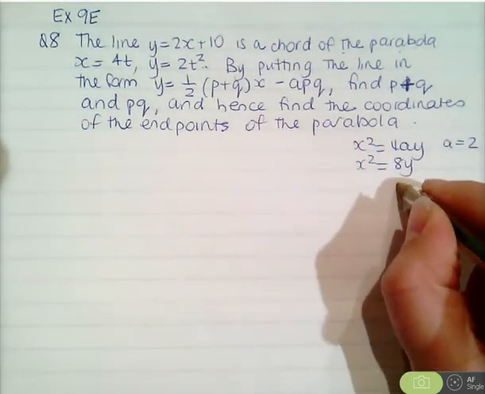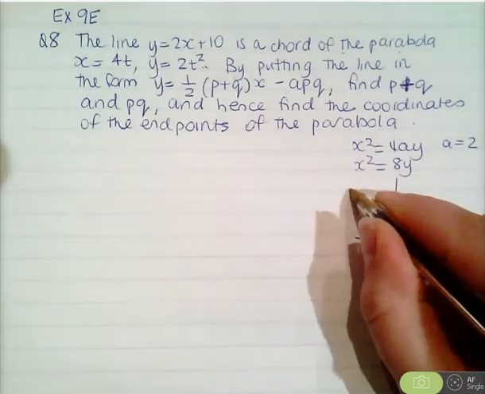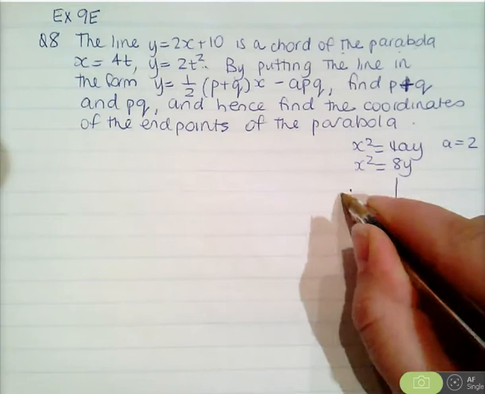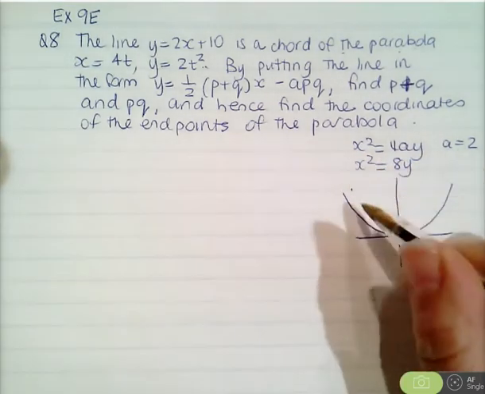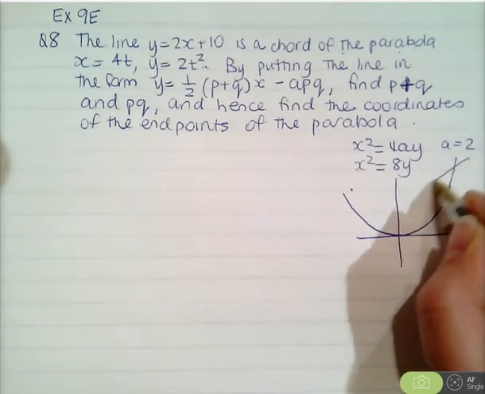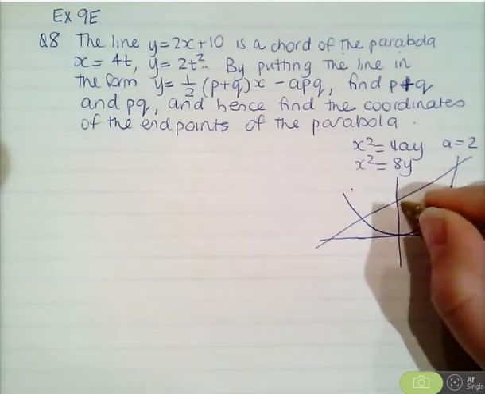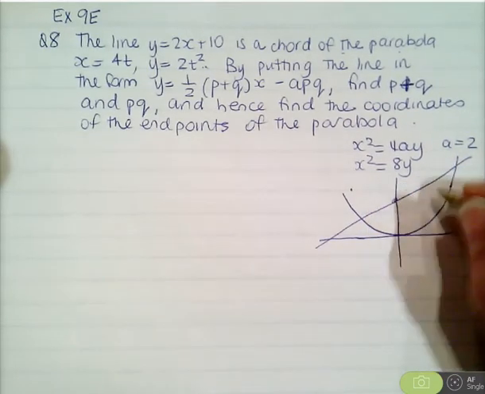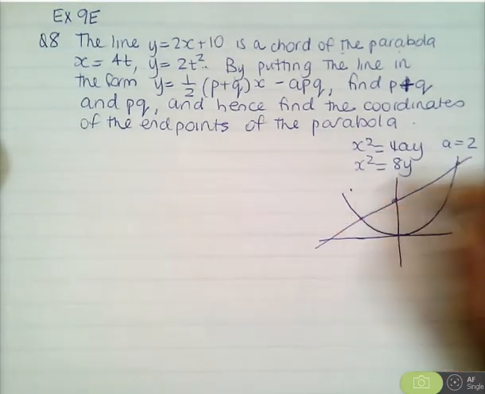Now, I'm just doing a quick sketch of what this is. This is y equals x squared on 8. It's like a parabola like this. I haven't got any specific points, but they're saying that the line y equals 2x plus 10 is a chord of that parabola. I'm not sure exactly where all these points are, but let's just say this is the line y equals 2x plus 10, for example. It obviously cuts the parabola in 2 points.